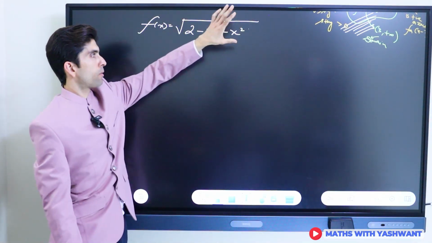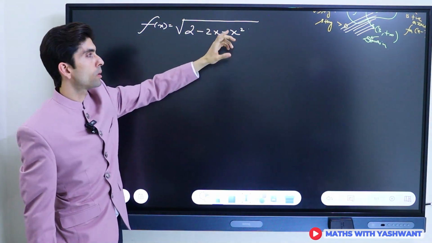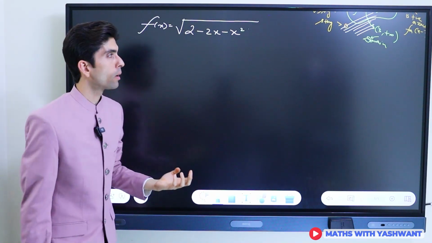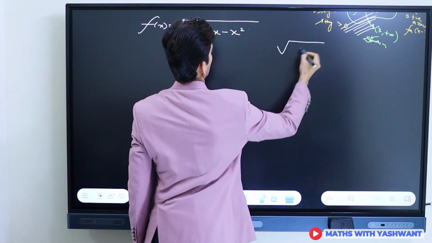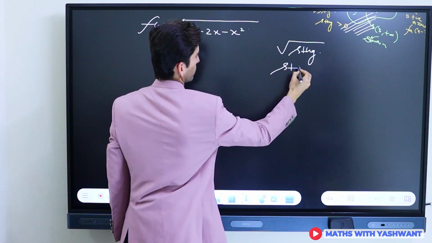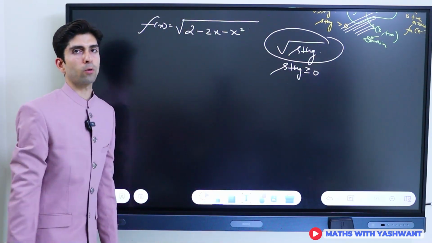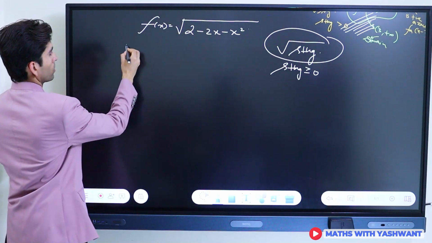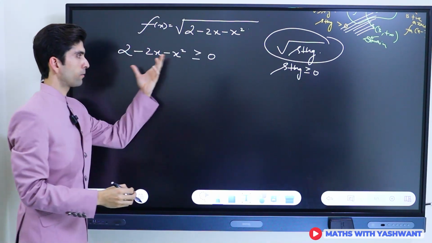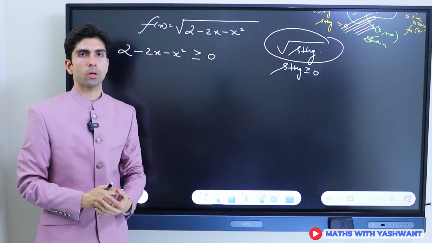So in order to find the domain, we have to define the square root expression, and for that purpose whatever is written inside the square root, we have to make sure that it is positive or 0, because this structure is similar to this one. So we have something greater than or equal to 0 whenever we have square root of something. So 2 minus 2x minus x square greater than or equal to 0. We have to solve this inequality, and this will give us the domain for this square root expression.